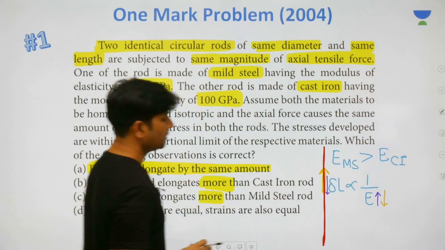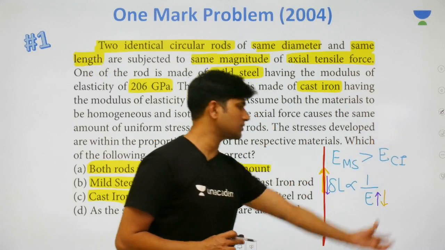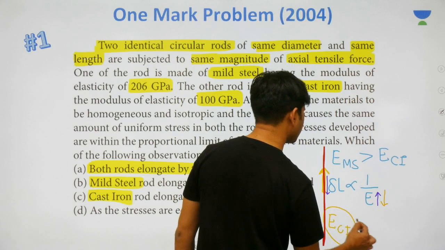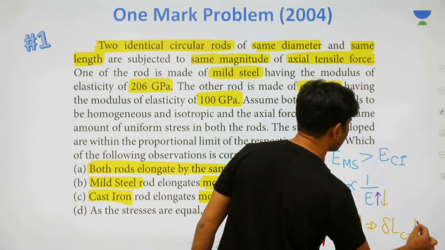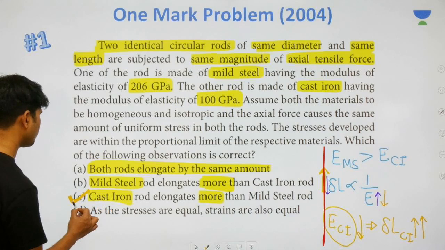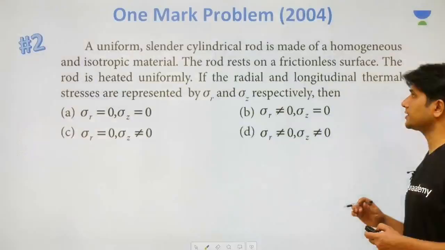So now, out of these two materials, naturally cast iron is having lesser elasticity, and if cast iron is having lesser elasticity, naturally it is going to have more elongation. So therefore, the third option is the correct one, that the cast iron rod will elongate more than the mild steel rod. Okay, so this is how we solve it. Now let me take you to the next.